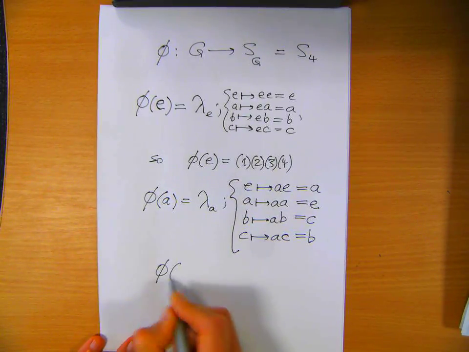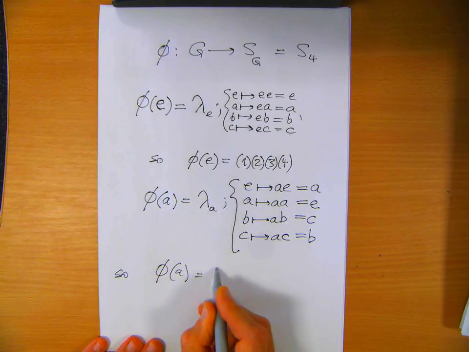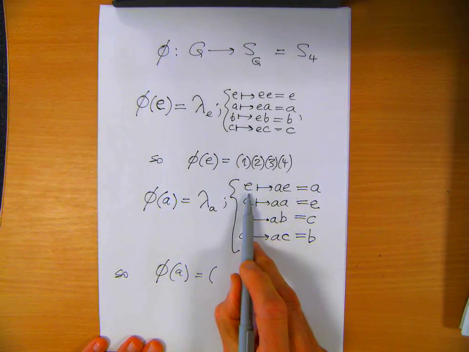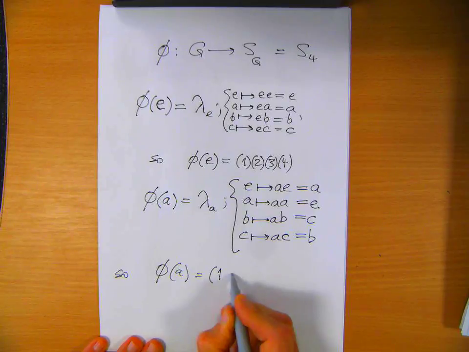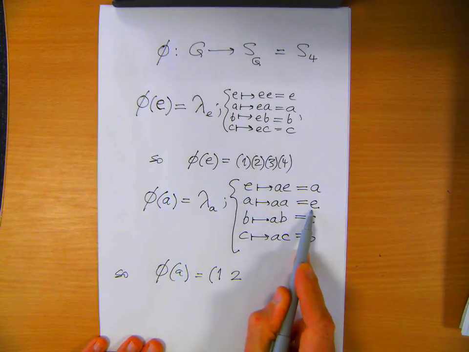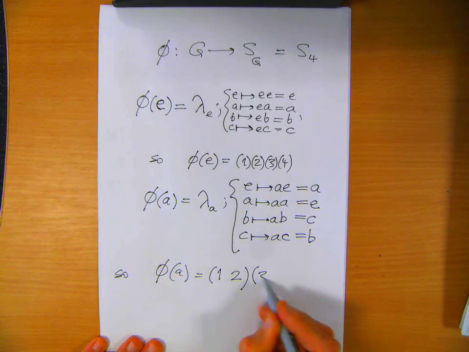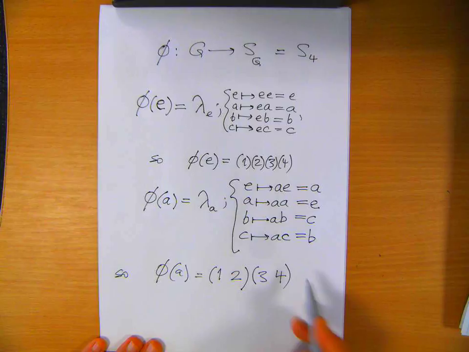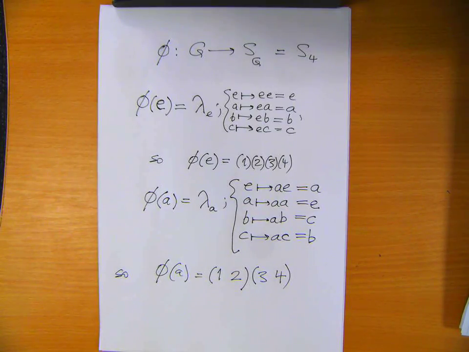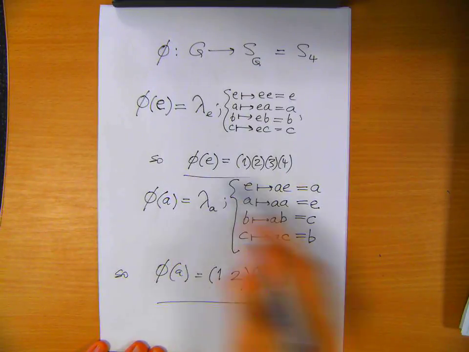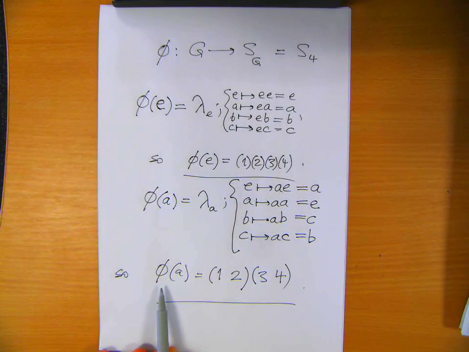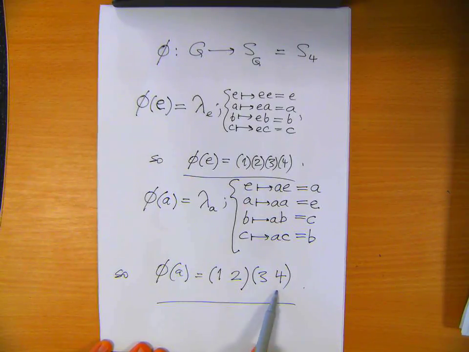So phi of A in fact is what? Well, 1 has been sent to 2, and 2 has been sent to 1, and 3 has been sent to 4, and 4 has been sent to 3. Remember that E, A, B, C have been labelled with 1, 2, 3, 4. So A goes to this element of S4.